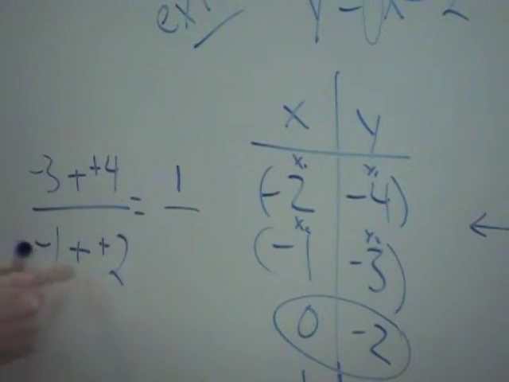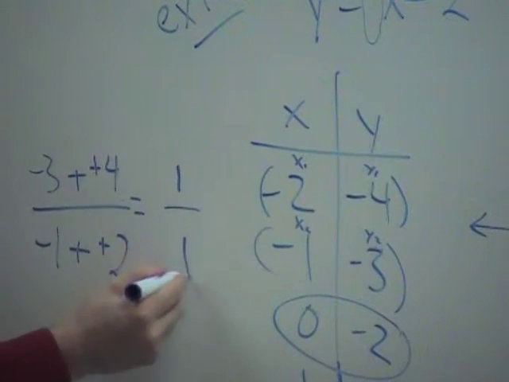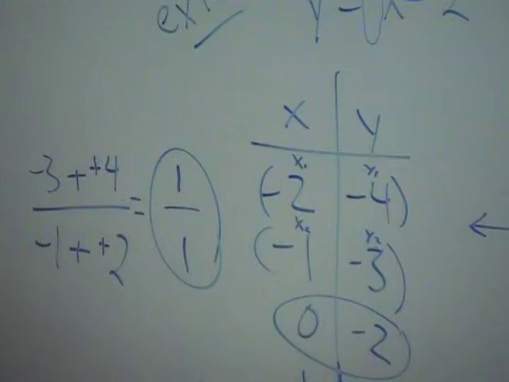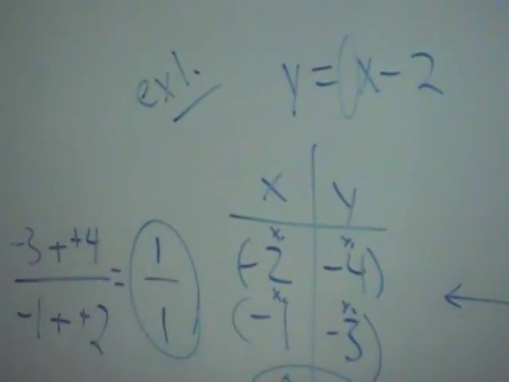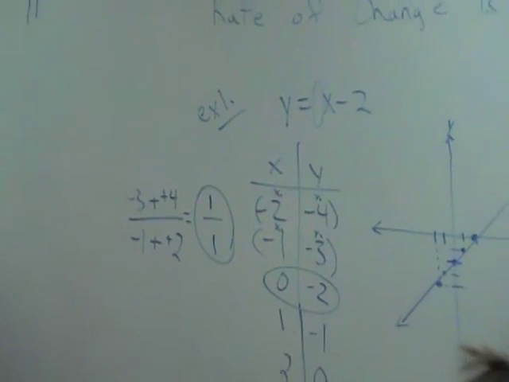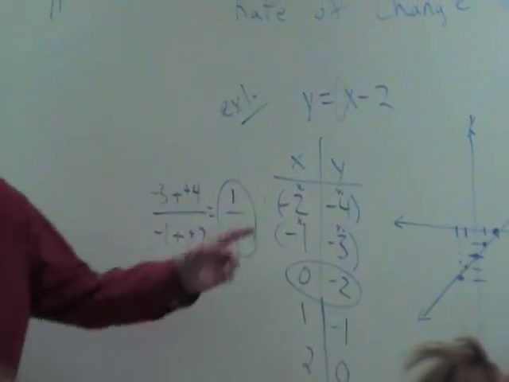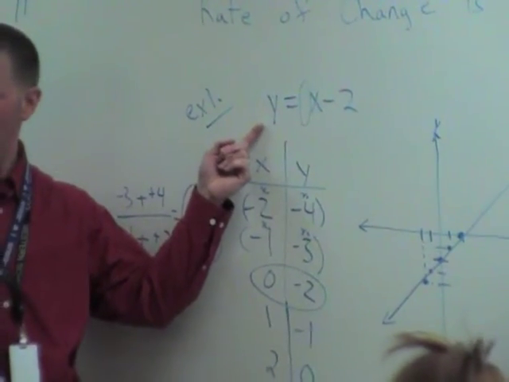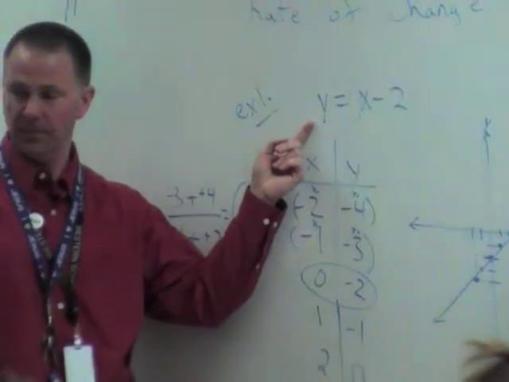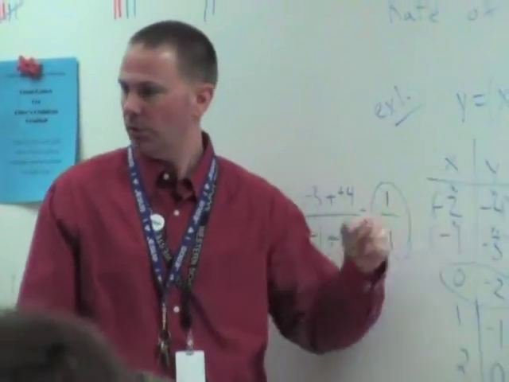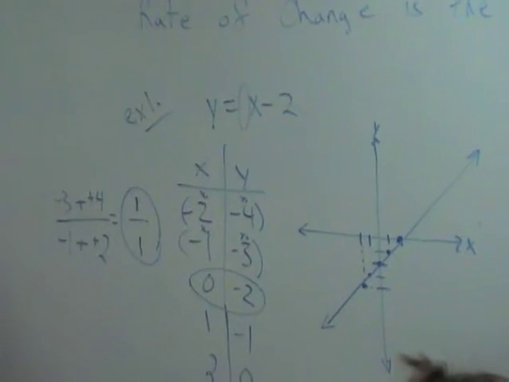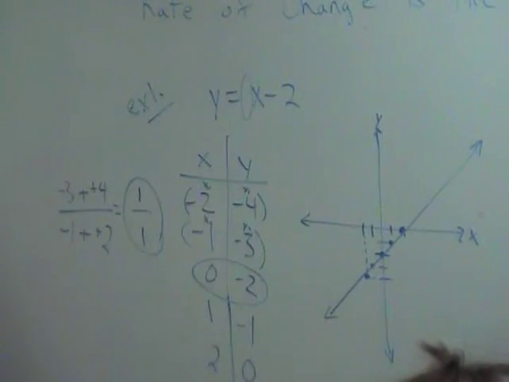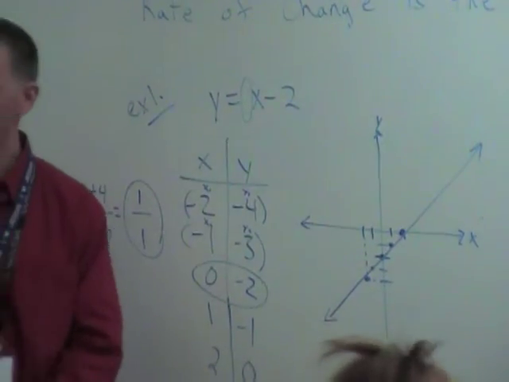-1 plus 2. What is that? 1 whole. What's the number in front of x? No 1. Okay. That is your rate of change. The number in front, the coefficient on the x, when y is by itself and positive. So this tells you your rate of change.